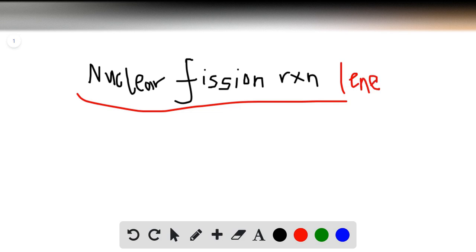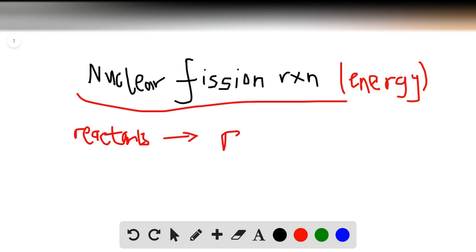And that is where the difference in mass between the products and the reactant is coming from. So in a nuclear fission reaction, it's been found that the mass of the product is always less than the mass of the reactant.